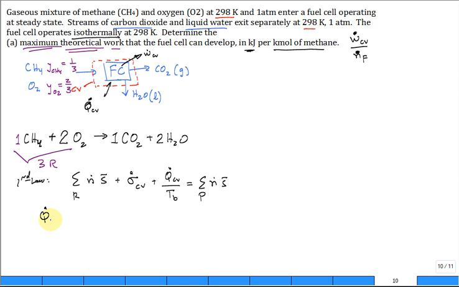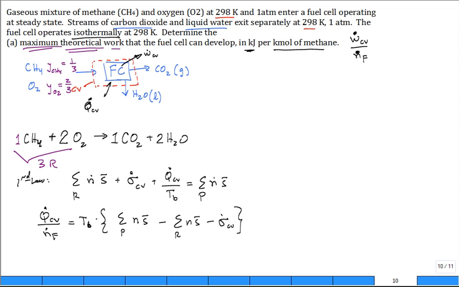Q dot into the control volume per N dot of the fuel is equal to the boundary temperature, TB, times the sum over all the products of the stoichiometric coefficient, S bar, minus the sum over all the reactants, stoichiometric coefficient, absolute entropy, minus sigma dot CV, close parenthesis.